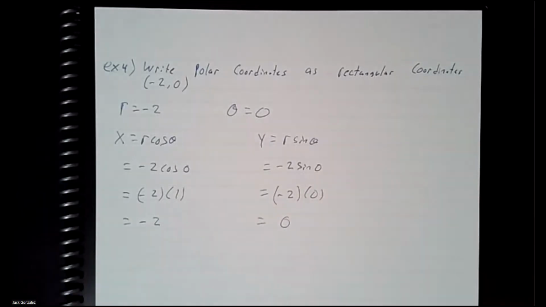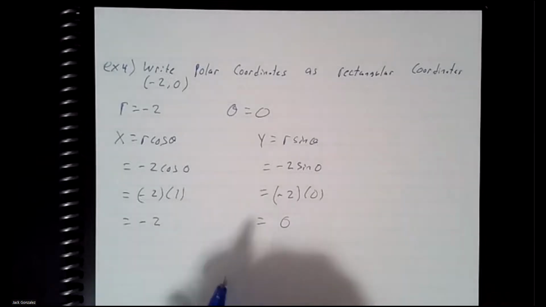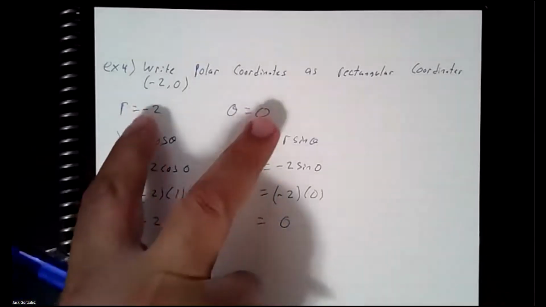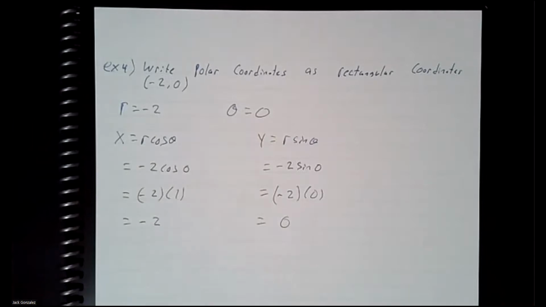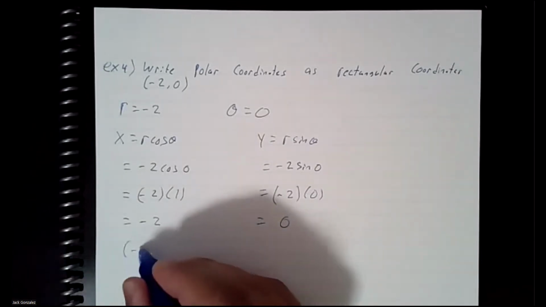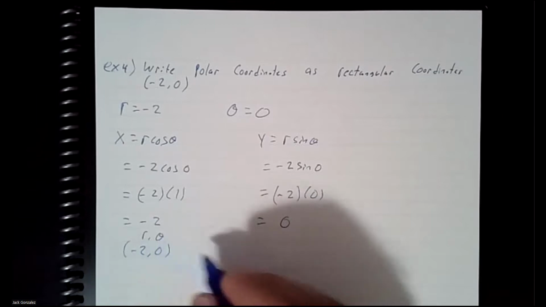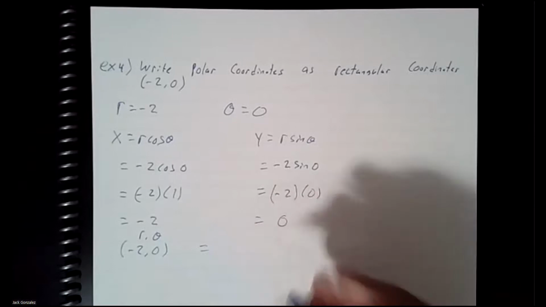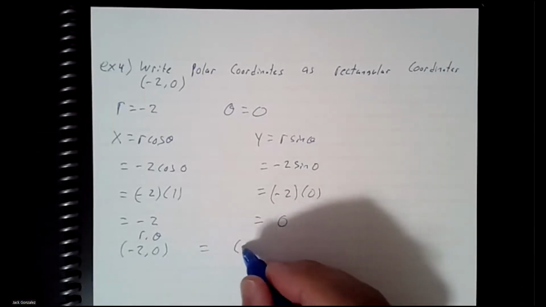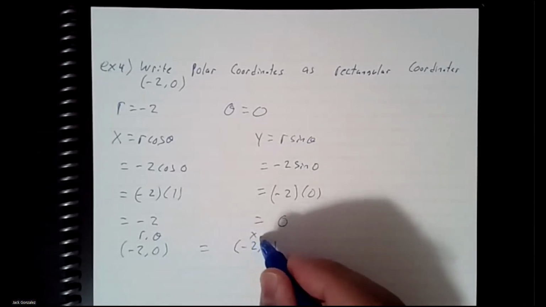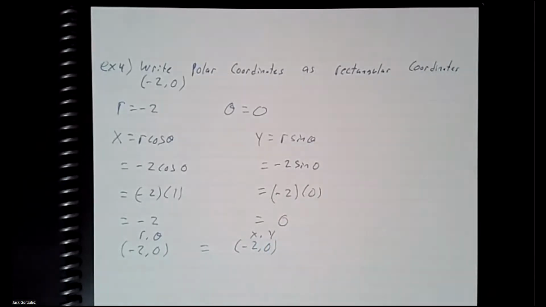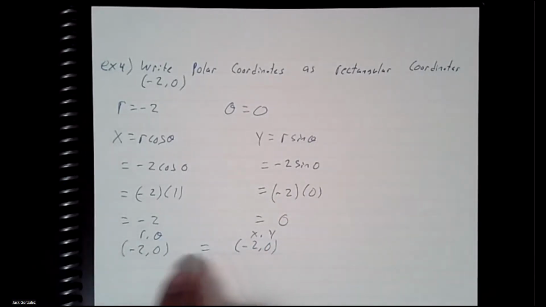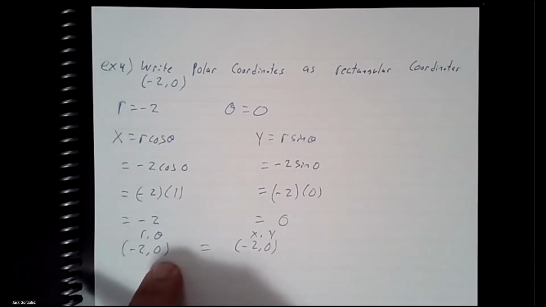So in this case, it turns out to be exactly the same. Interesting. The only difference is this is an x and y point, and this is a radius and an angle. So -2, 0 as r, theta is the same as -2 comma 0 as x comma y. So these are points, this is a radius and angle, these are different.